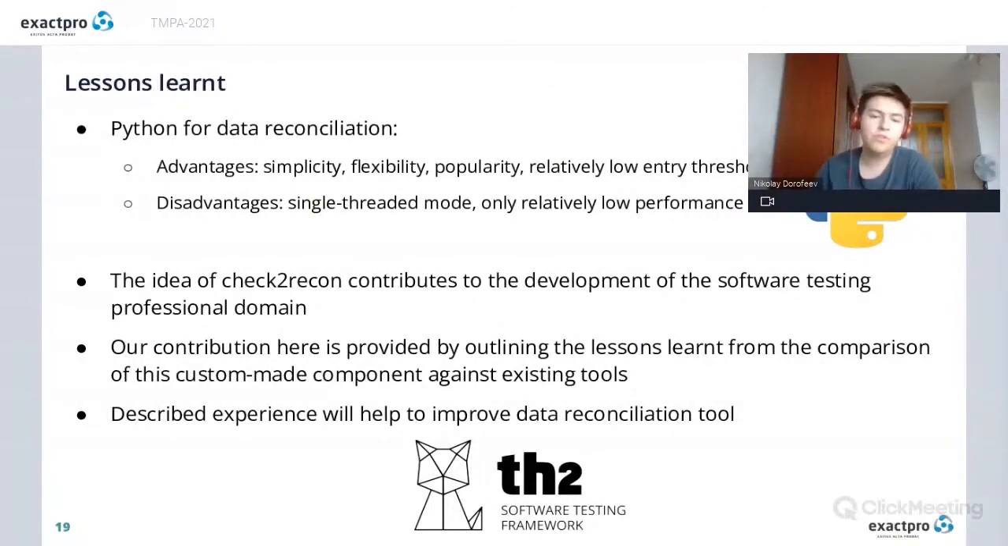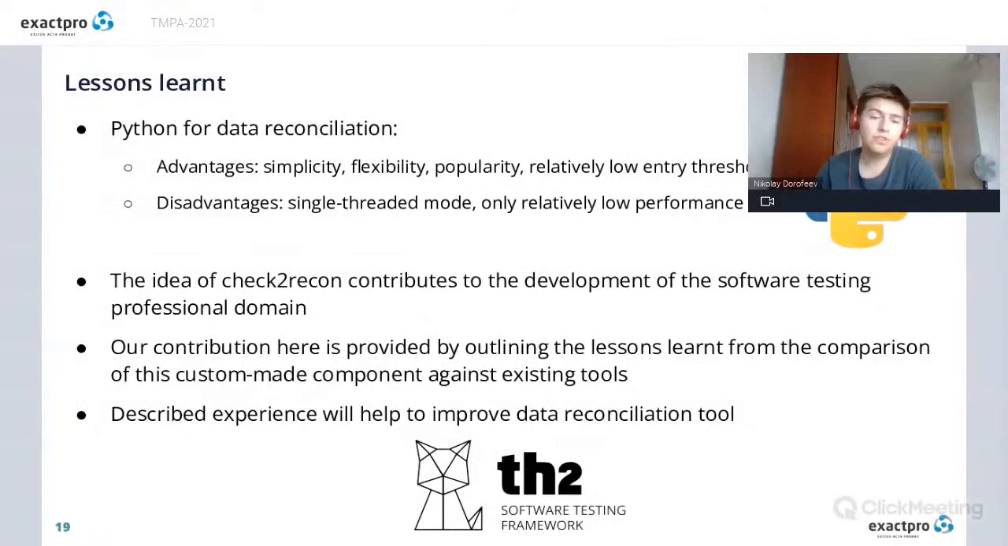Commenting on the implementation of the module, the choice of Python as programming language underpinning the solution has both advantages and drawbacks. On the plus side, the implementation benefits from simplicity and flexibility. It is also easy to use due to Python's popularity and relatively low entry threshold, which is an important detail from the perspective of a user. The disadvantages of the implementation include limitation of using it in a single-threaded mode only and relatively low performance.